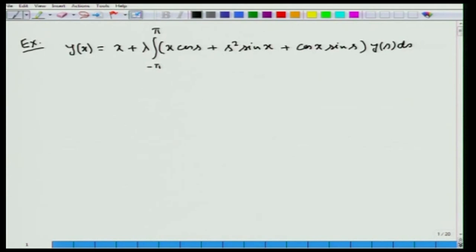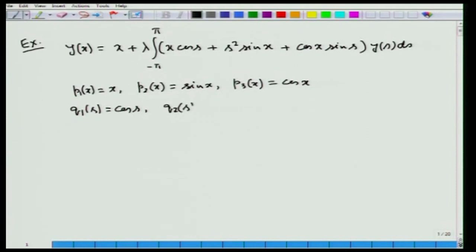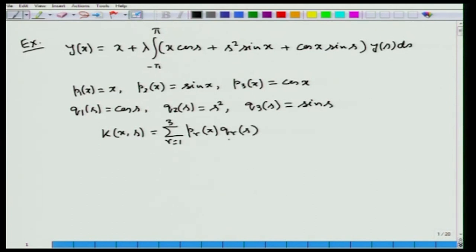With the notation we discussed in the last lecture, here p 1 x is equal to x, p 2 x is equal to sin x, p 3 x is equal to cos x, and q 1 s is equal to cos s, q 2 s is equal to s square, q 3 s is equal to sin s. Therefore, the given kernel k x comma s is nothing but sigma r running from 1 to 3 of p r x q r s.